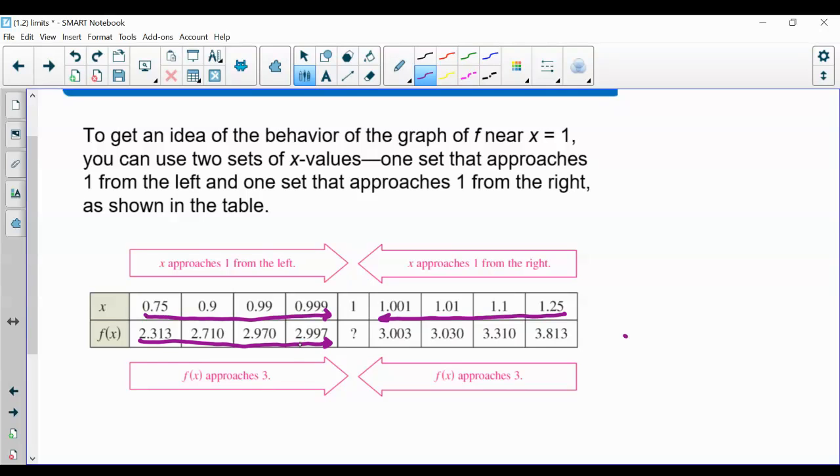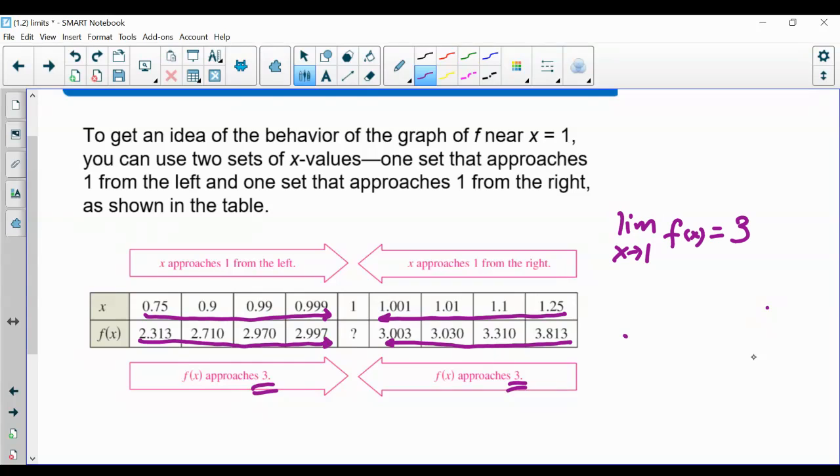well, aren't these y values to the left of 1 getting closer and closer to the number 3, it looks like? If you take a look at 2.3, 2.7, 2.97, 2.997, it looks like the left side is approaching 3. From the right, it looks like my y values are getting closer and closer to 3 as well. So we would say that the limit as x approaches 1 of f of x is going to be 3. And that's how we can use a table of values.